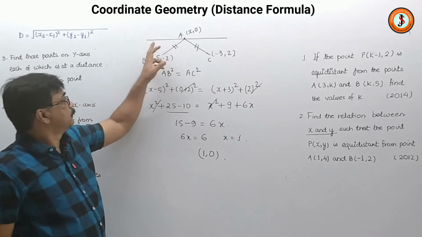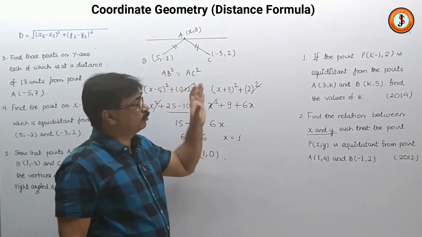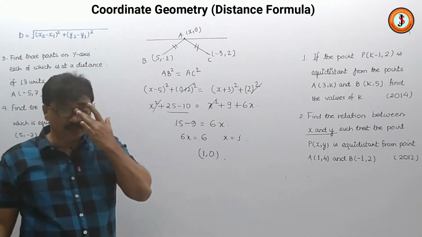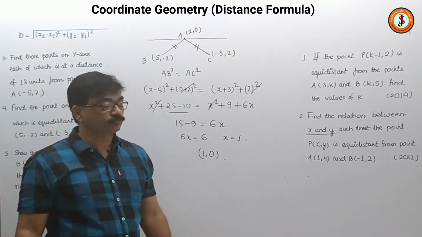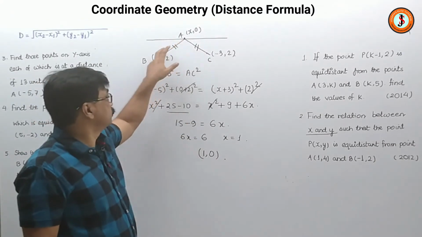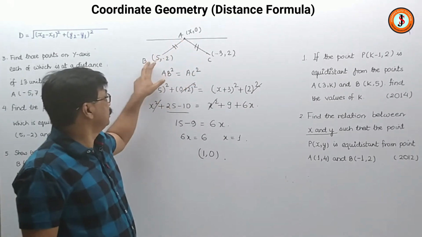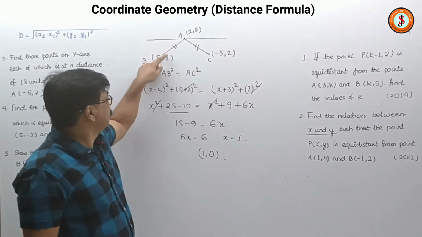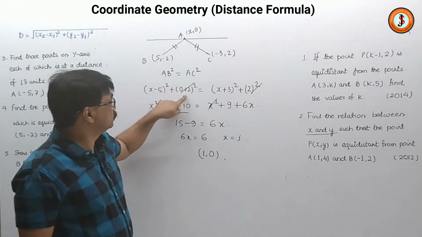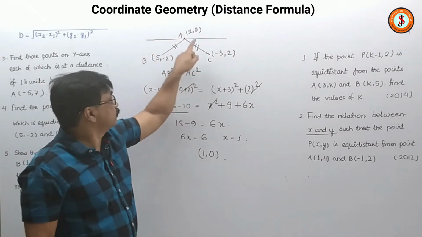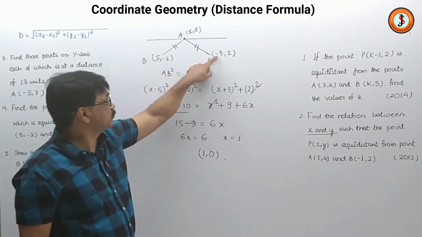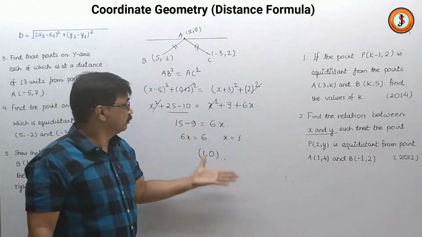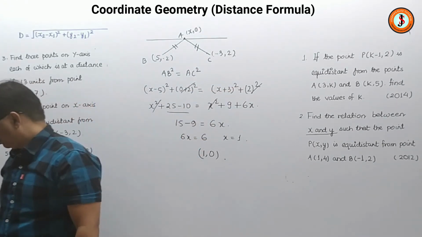Did you understand? See, to find a point on the x-axis, an unknown point on the x-axis is always written as x comma 0. So x comma 0, and these two distances are equal. So AB, that means x2 minus x1, y2 minus y1, 0 minus minus 2 is 0 plus 2, is equal to x2 minus x1, x minus minus 3 is x plus 3 whole square, y2 minus y1, and then we solve and we get the value.